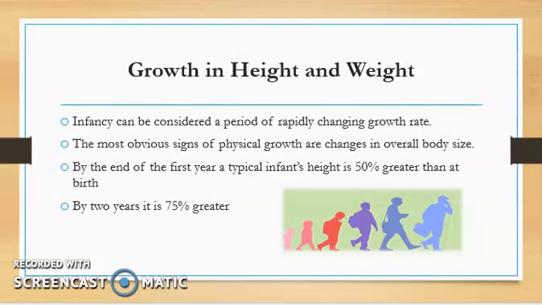So look at growth in height and weight. Infancy can be considered a period of rapidly changing growth rate. The most obvious sign of physical growth is changes in overall body size, and by the end of the first year, a typical infant's height is 50% greater than at birth. So you can see that this is very rapid growth. By 2 years, it is about 75% greater.